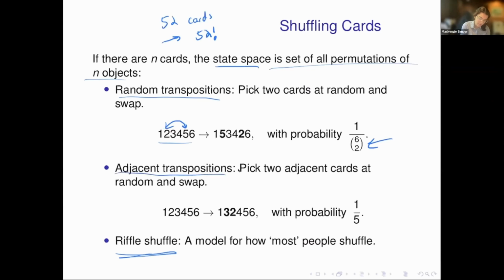Or, maybe even more restrictive, you could do just adjacent transpositions. Pick 2 adjacent cards at random and swap. Both of these are symmetric Markov chains, so they have uniform stationary distribution. So if you do them over and over long enough, you're going to get a deck of cards that has uniform distribution, that is equally likely.